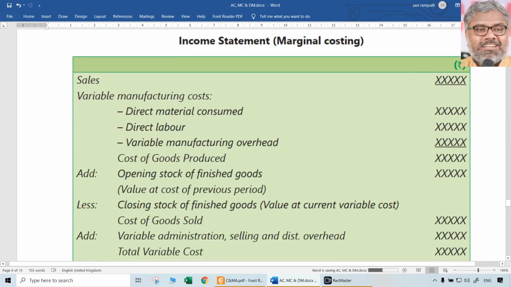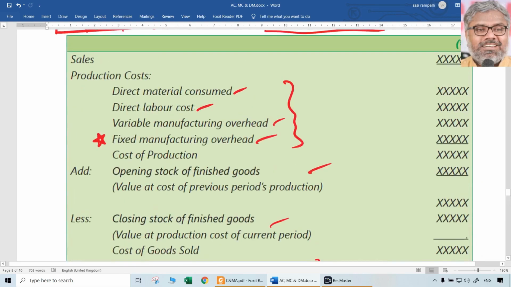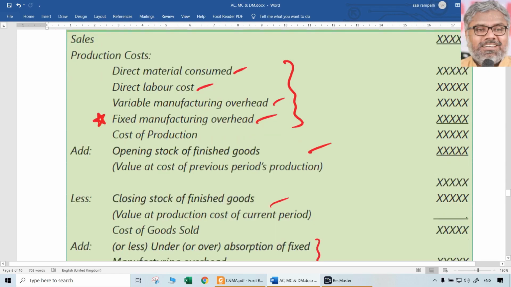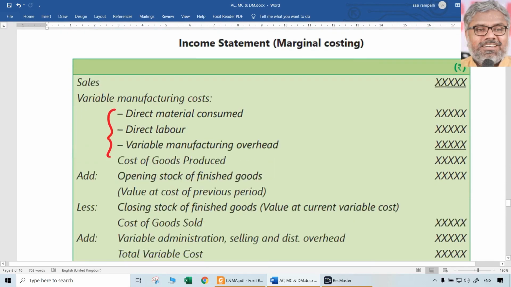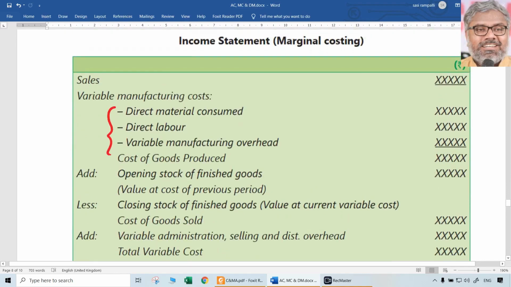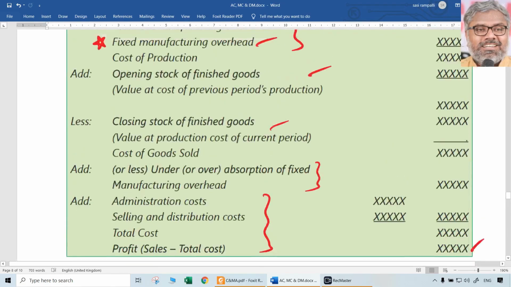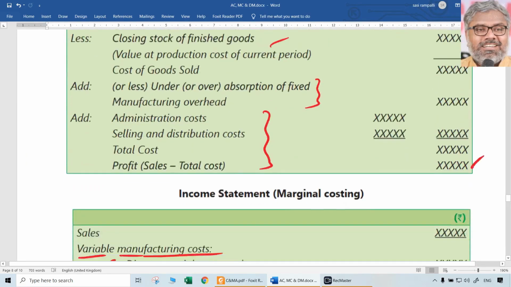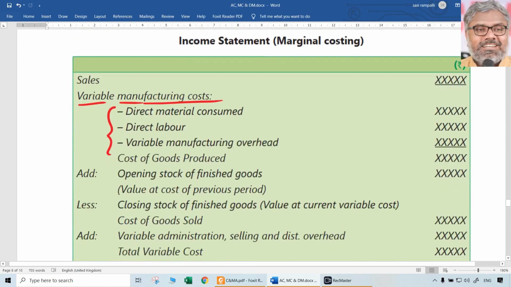Now, what is the difference between this and marginal costing? If we calculate the profit using marginal costing method, there is only one point that you have to observe. In absorption costing, we included fixed manufacturing overheads also. That means that was also inventoriable cost. It was also part of the product cost. Whereas in case of marginal costing, we take only variable manufacturing costs as product costs. All fixed costs, including fixed manufacturing overheads, are taken as period costs in marginal costing. They are not product cost.